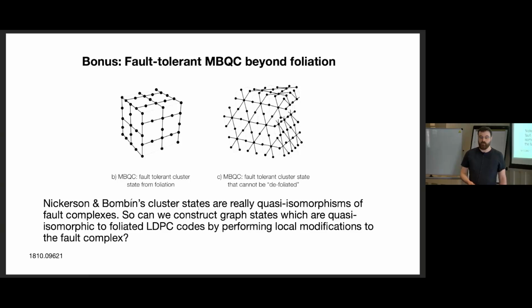And so I'm very curious whether we can do this kind of local modification to start off with some foliated CSS LDPC code, and then tweak it in various ways to improve the logical error rate by modifying the local structure, such that it's still morally the same complex, but better against noise or certain kinds of noise. Yeah. Okay. Thanks.